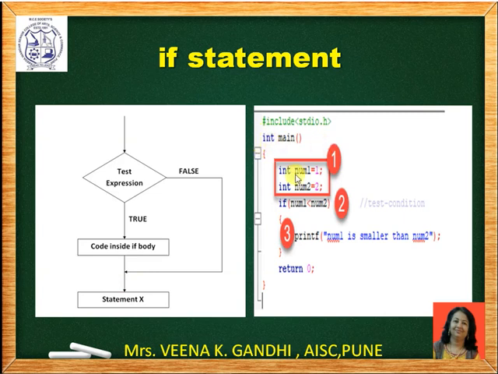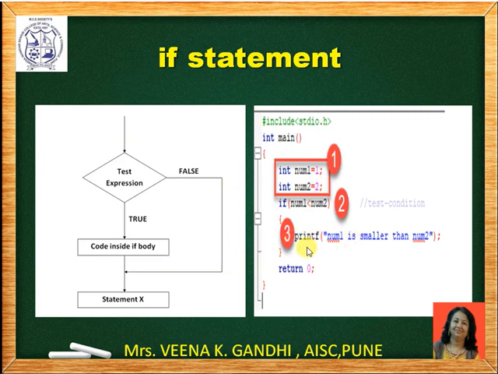In main, we define two variables, num1 and num2. num1 has value 1 and num2 has value 2. So we define int num1 equal to 1, int num2 equal to 2. Now the if statement: if keyword, small letter s, if num1 is less than num2. If it is true, yes, 1 is less than 2, so control will flow inside the if.